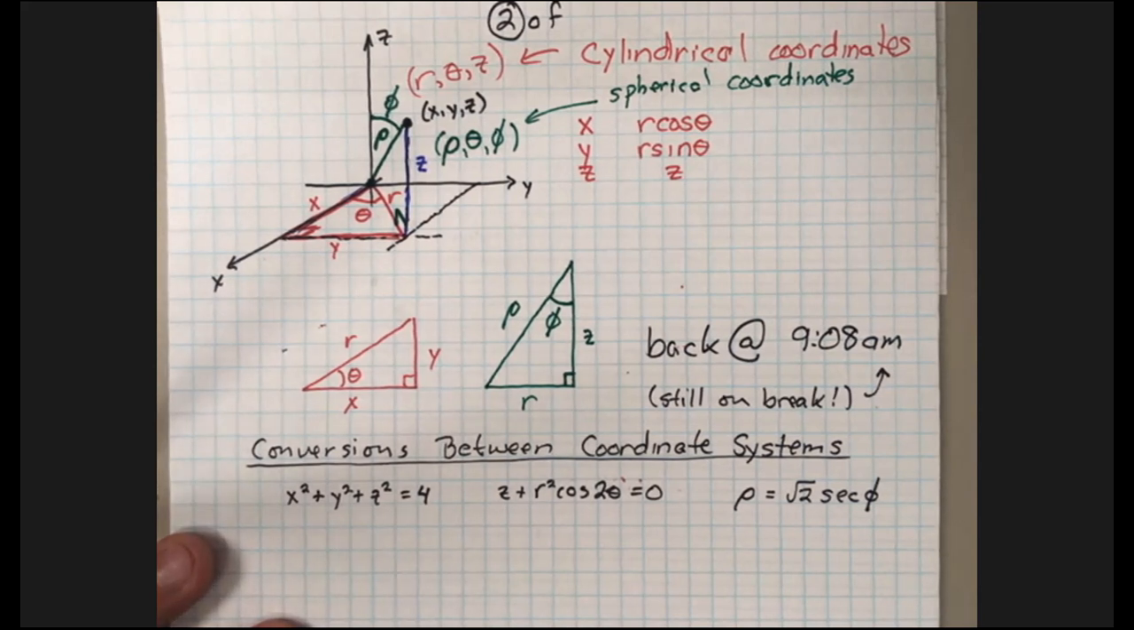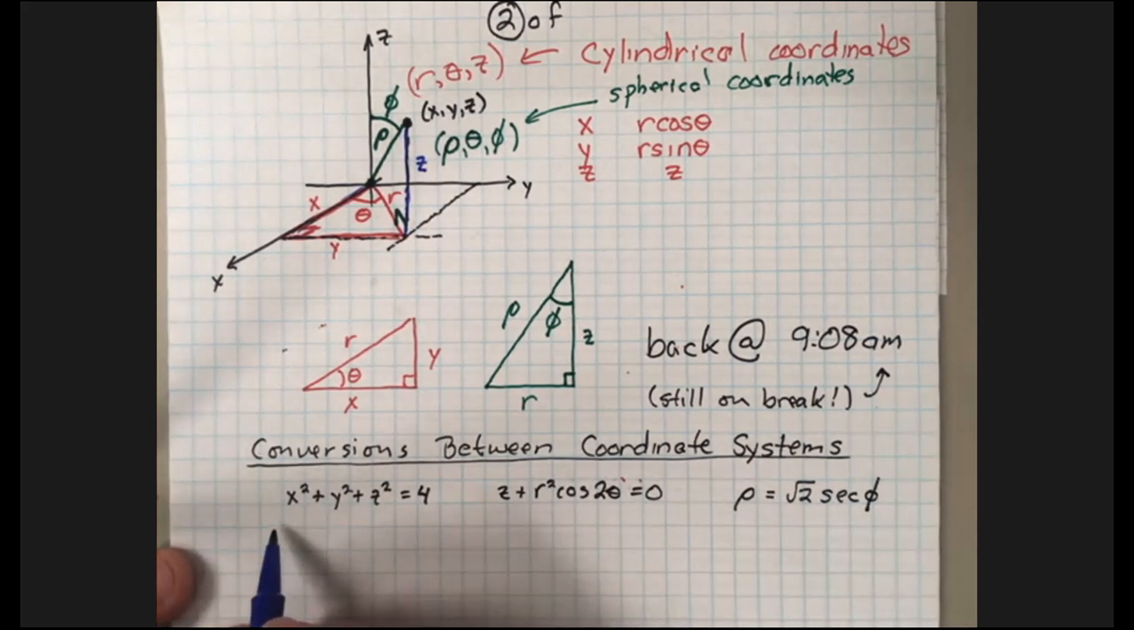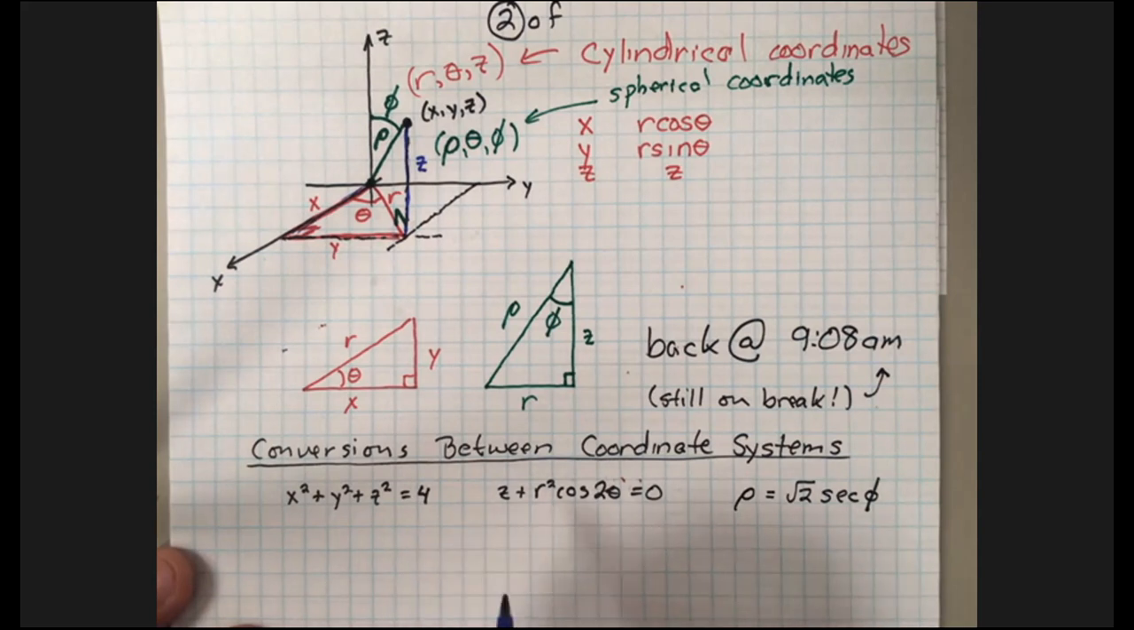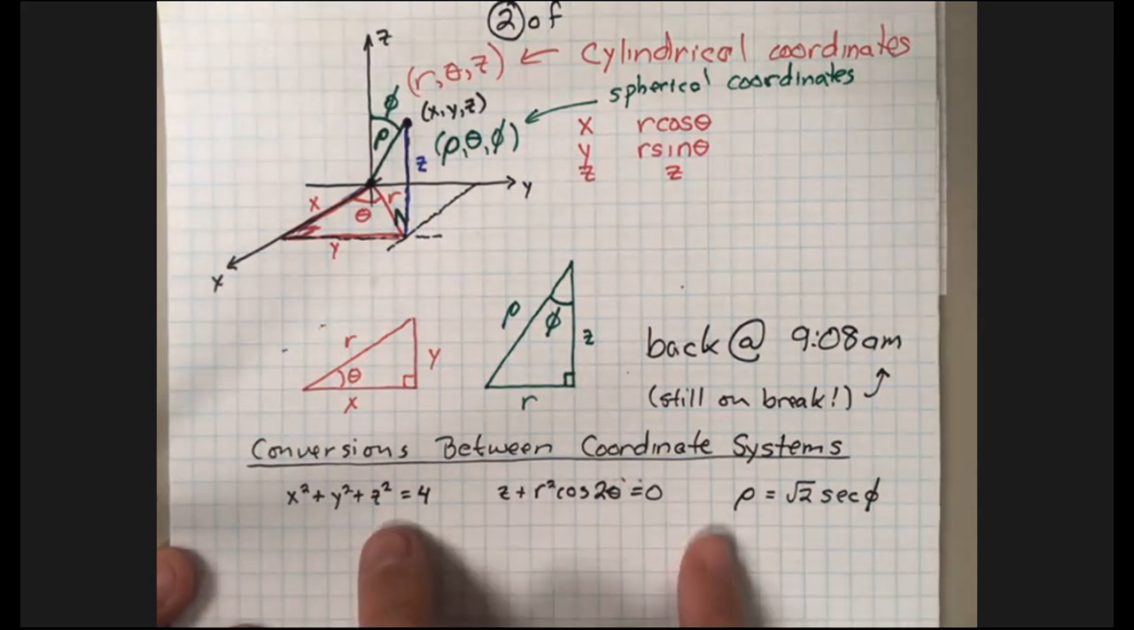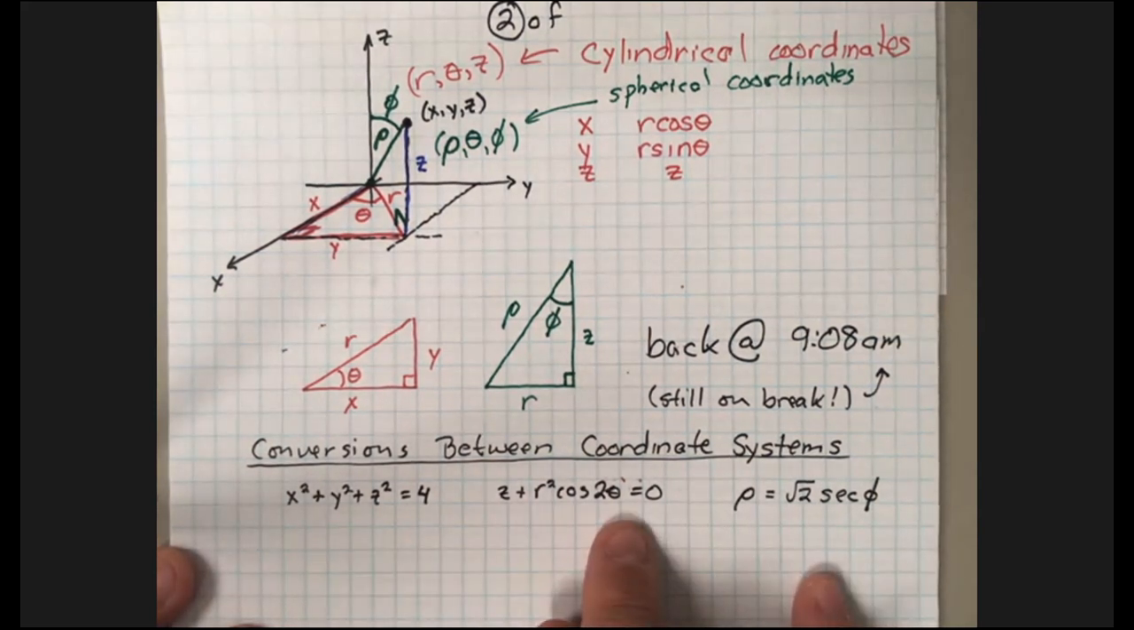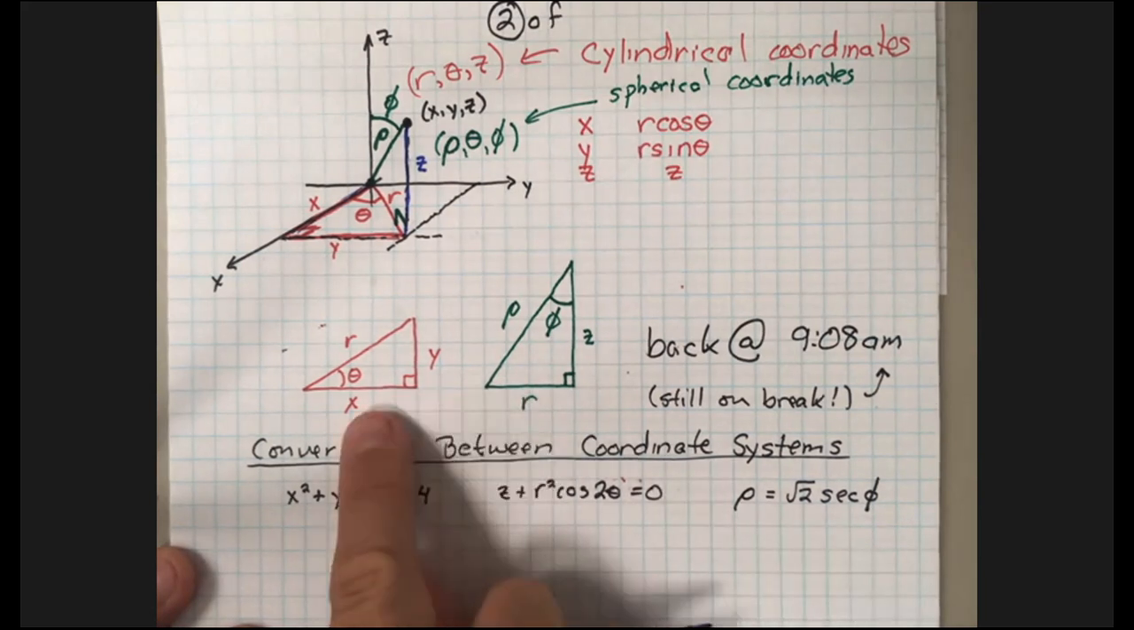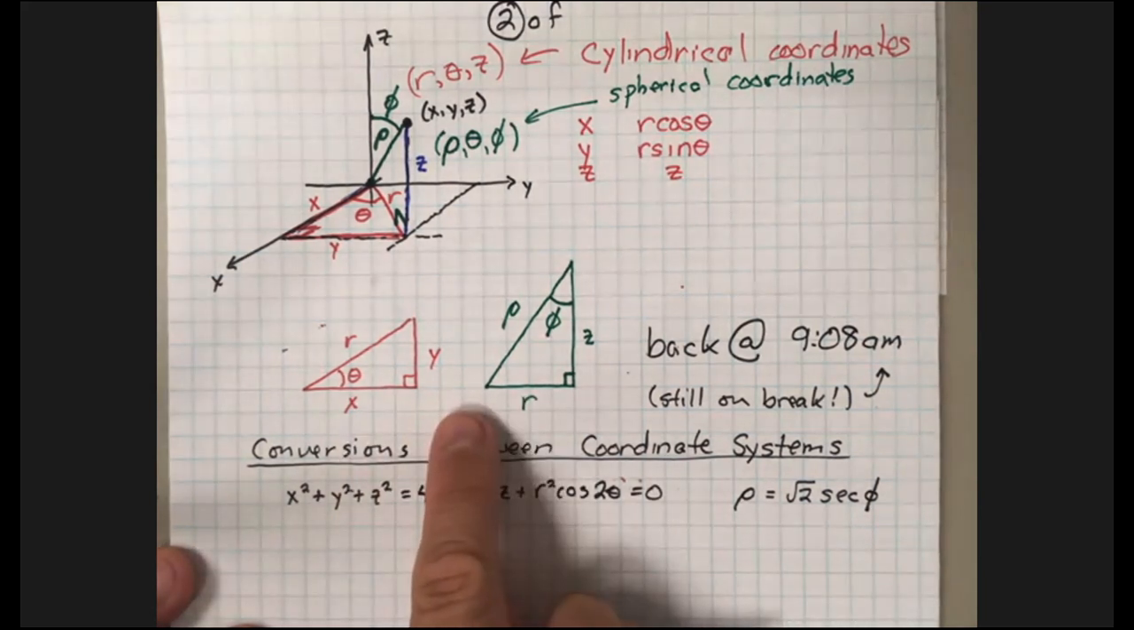Still, the other coordinate systems might be useful, Freudian slip there. And so we want to show you how to adjust. So how do I translate between any coordinate system to the other? It's literally these two triangles. These two triangles are the Rosetta Stones of the coordinate systems.